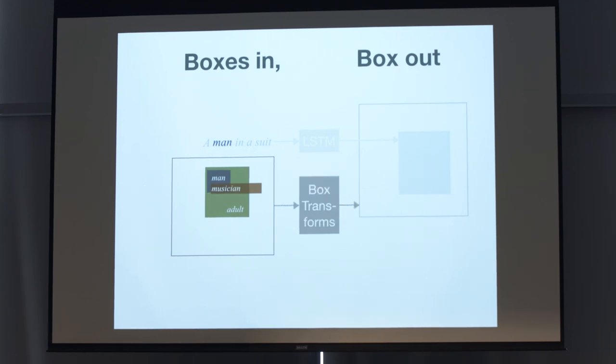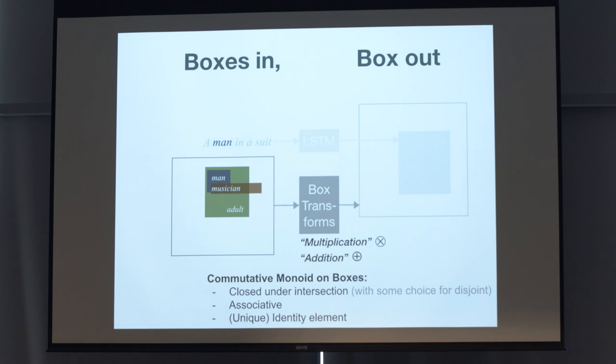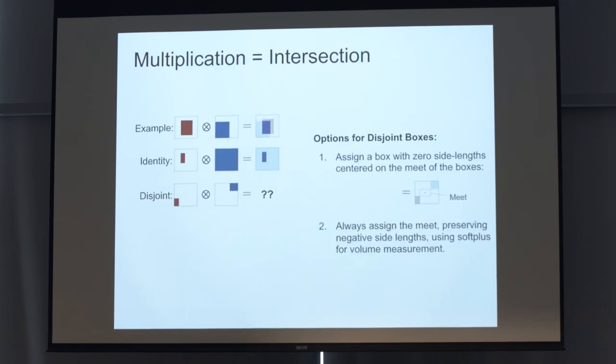So what we'd really like is some mechanism for doing box-to-box transformations here. For that, you probably want something that corresponds to multiplication and addition, just like we have for vectors. And so what we're looking for is what sort of operations would form a commutative monoid on boxes that would be closed under intersection, be associative, have an identity element, things like that. So for multiplication, it seems like intersection is a reasonable choice.